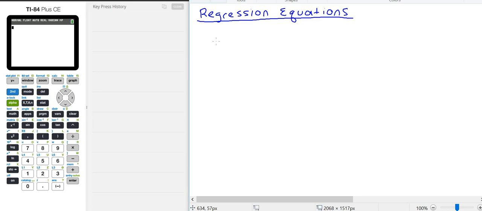You'll be asked to find the line of best fit or the curve of best fit, and we're going to do this using the calculator. Let's start with a linear regression model. Let's say you're given the table.